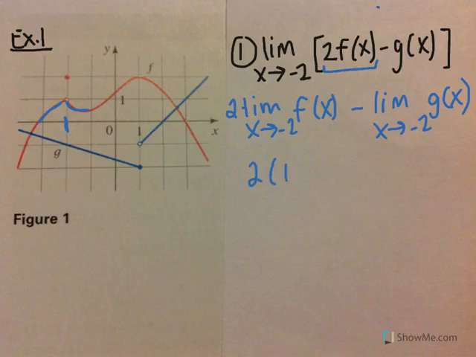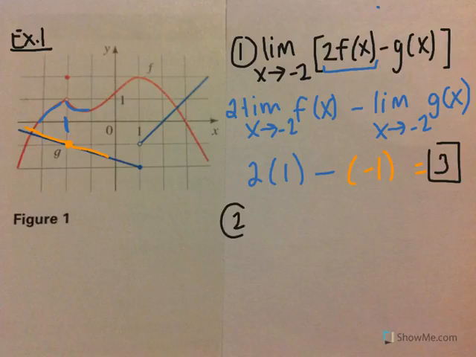So I'm going to get twice 1 minus, and then as x approaches -2 of g of x, that's this second one, from the left and from the right, it looks like it's going to be -1. So I get minus a -1. And when I simplify that, I end up getting the limit as 3.